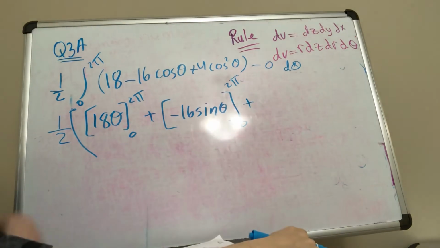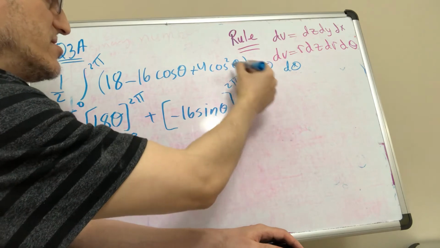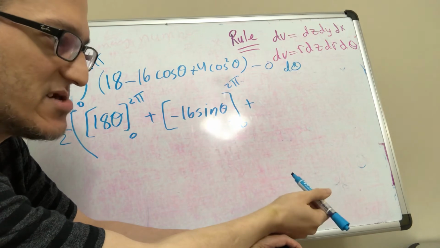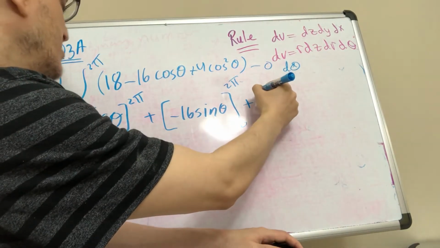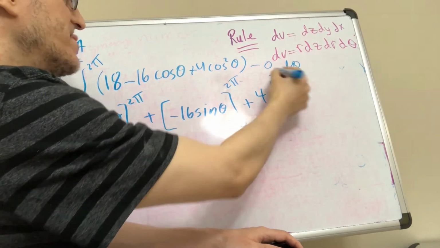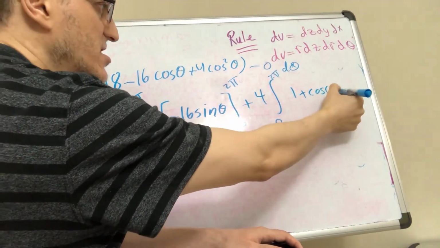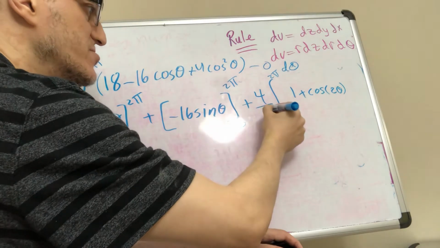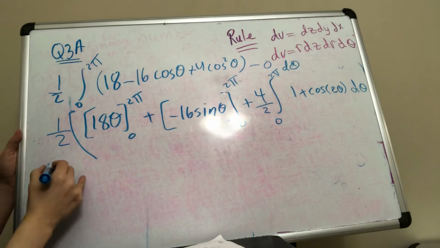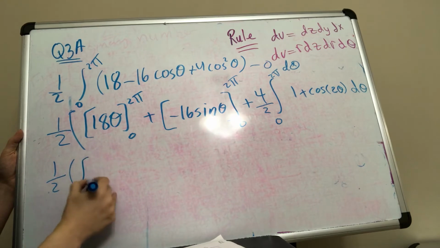Plus, now the integral of this one is different. 4 cosine squared, when you integrate cosine squared, you have to use the half angle identity. So, 4 outside as a constant, you're integrating 0 to pi. The half angle identity for this would be 1 plus cosine of 2 theta over 2 and d theta. So we put the half. Let's do the plugging as a last step.